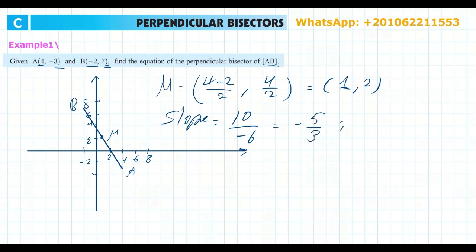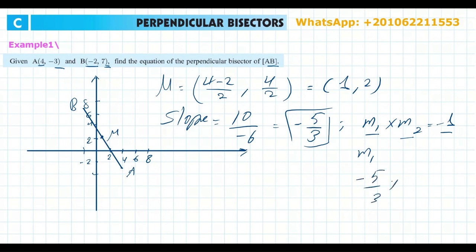What about the perpendicular bisector? We talked before, if m1 times m2 equals -1, this is the perpendicular situation. Then m1 equals -5 over 3. Then -5 over 3 times m2 should equal -1. Then m2 equals 3 over 5. Okay, this is the gradient of the perpendicular bisector.